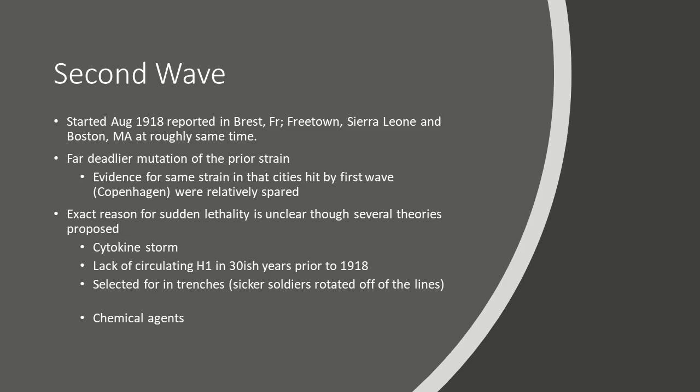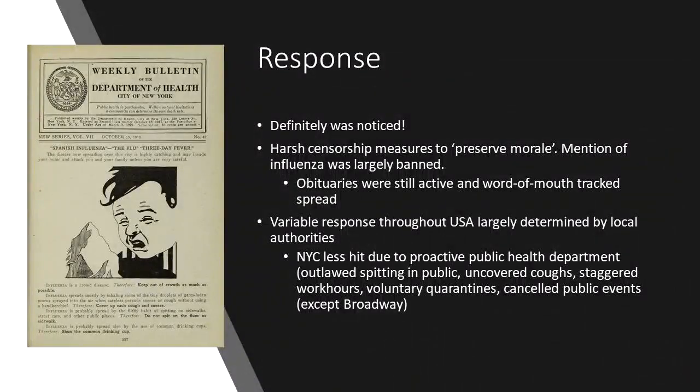So, going into the responses to the second wave, at this point, it was very much noticed the virus had already spread almost across the world and would spread across all 6 inhabited continents. Unfortunately, harsh censorship measures on the press in countries involved in the war, the United States, France, Germany, UK, would prevent knowledge of this getting out for some time due to a measure to preserve morale.